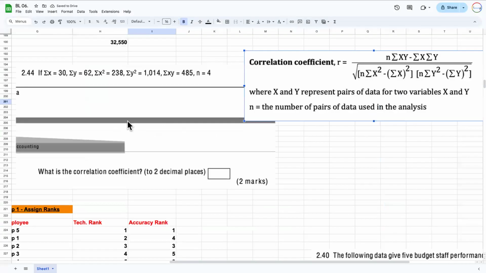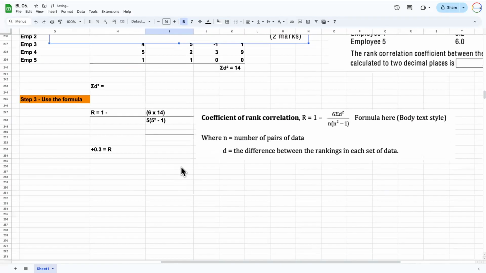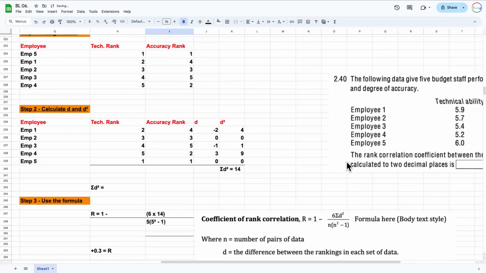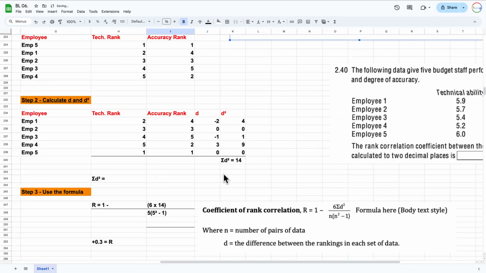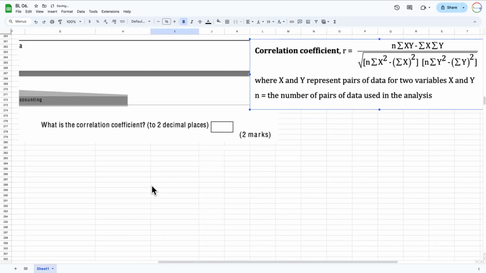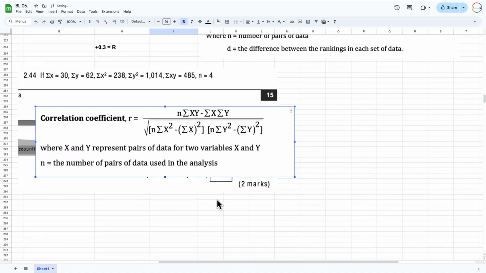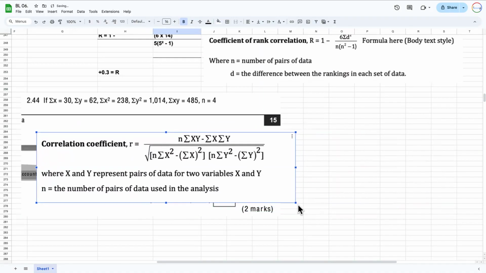Right, so I have shared the Excel screen with the questions. So this is the question, and this is our formula. Using these details, we are going to calculate the correlation coefficient to two decimal places.